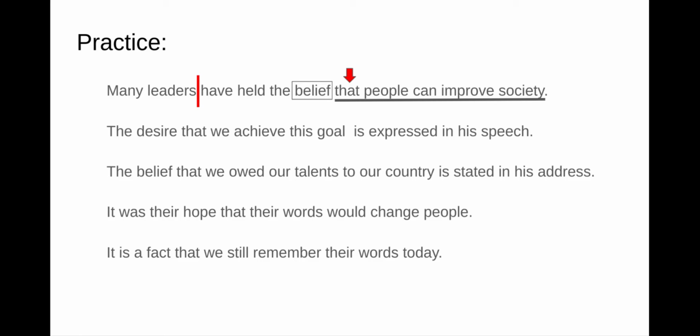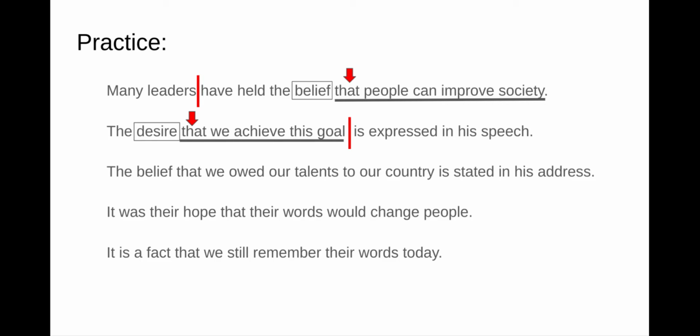All right. Next one. The desire that we achieve this goal is expressed in his speech. Well, let's figure out where to divide that. The desire that we achieve this goal would be the subject, is expressed in his speech is the predicate. Now we're looking for that introductory word. There's that. Now, because this is coming in front of the main verb, we're going to go from that to the main verb. So that we achieve this goal is the appositive, and it is describing desire.